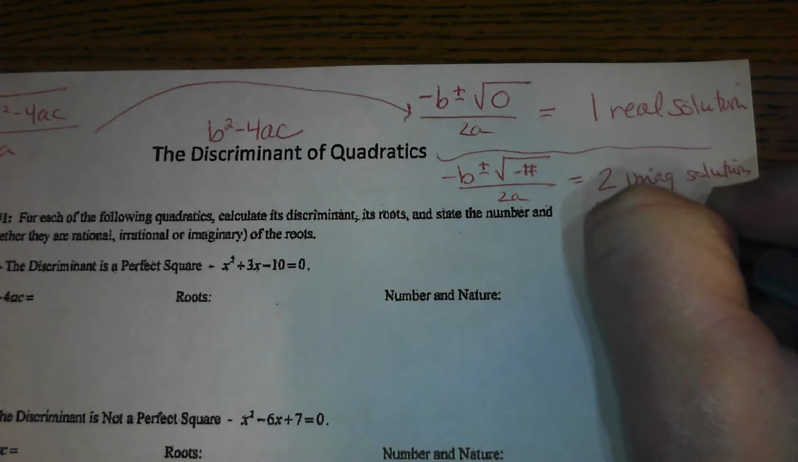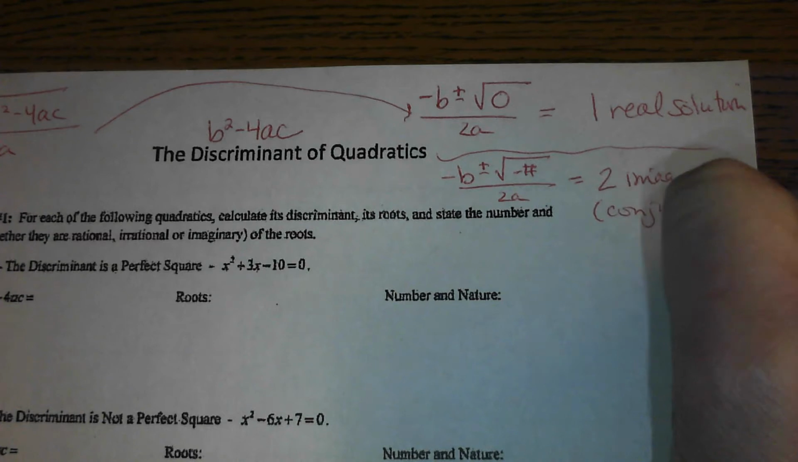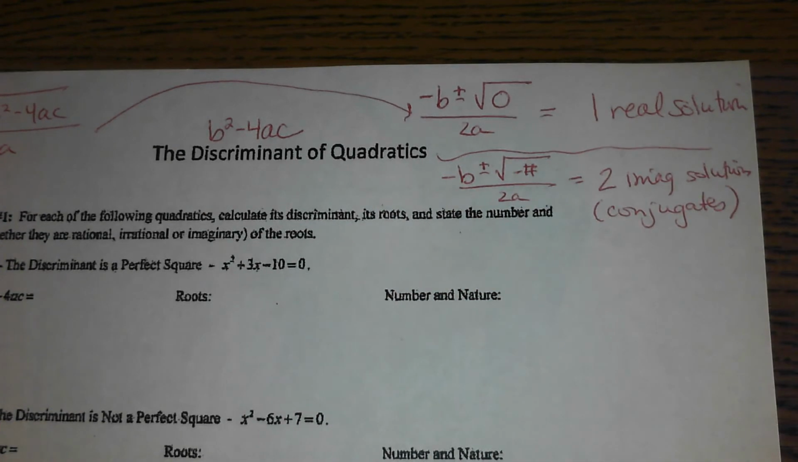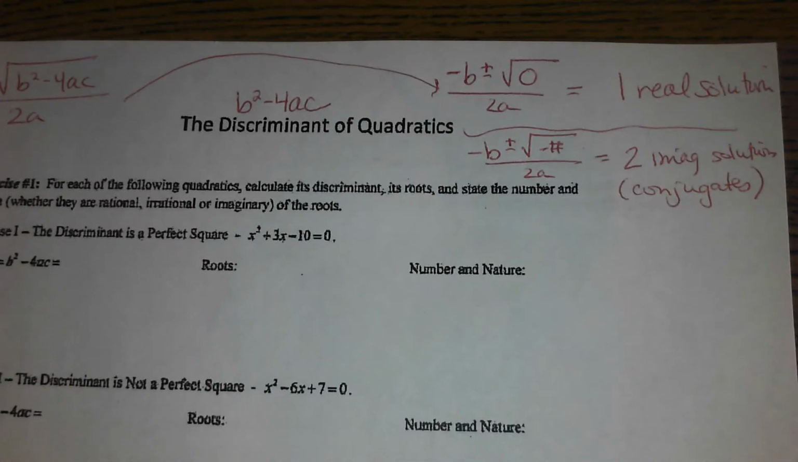So write that. And you cannot have one imaginary solution. It's impossible. We started talking about that yesterday too. You always will have 2.